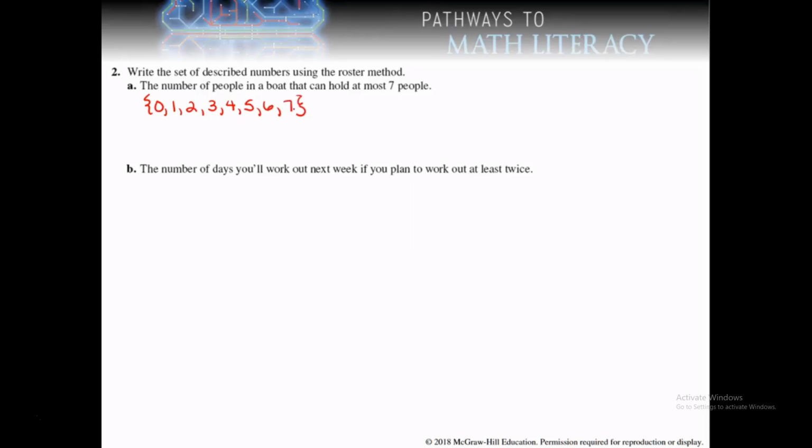In B, the number of days you'll work out next week if you plan to work out at least twice. So at least is greater than or equal. So we're looking at greater than or equal to 2. That means the first number in our set is 2, and we'll count up from there, 3, 4, 5. The largest number of days you could work out in a week would be 7, so we'll go 6, 7, and then stop. And that's all in curly braces.